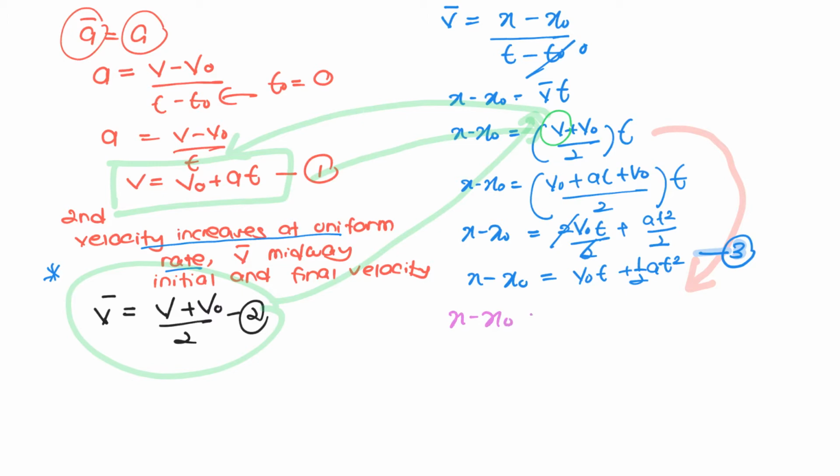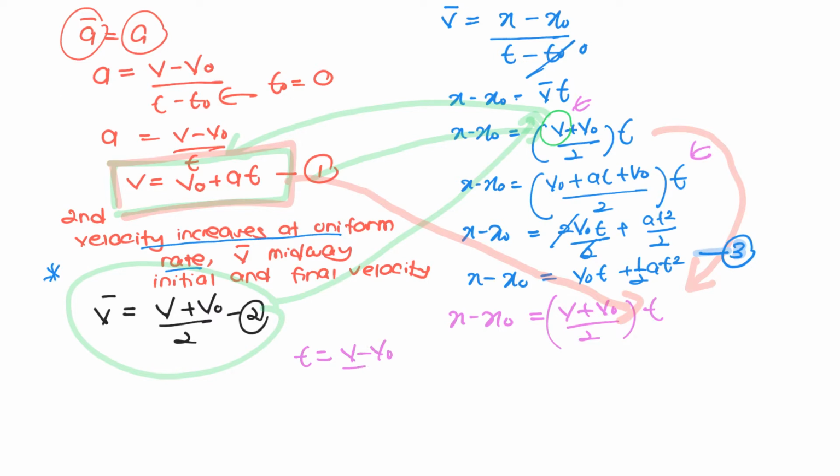s equals s minus s naught, v plus v naught over 2, t. Okay, before this we inserted into v, now we are going to insert into t. So we are going to use this one and then put it inside t. So for this formula you need to make t the subject. So I'm going to put it here. So t is going to equal v minus v naught over a.